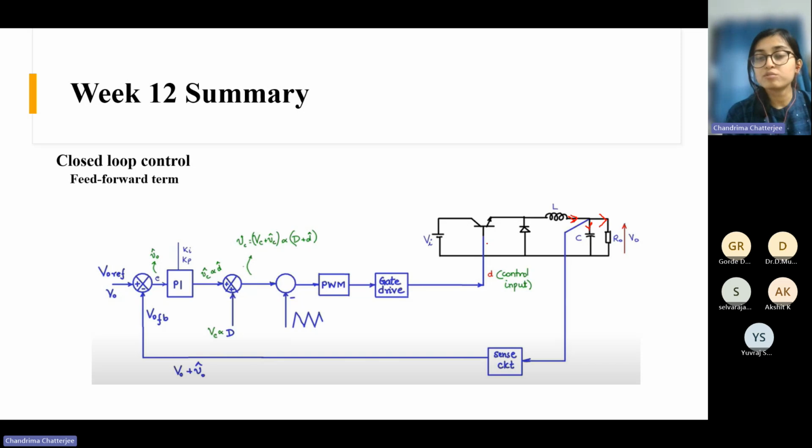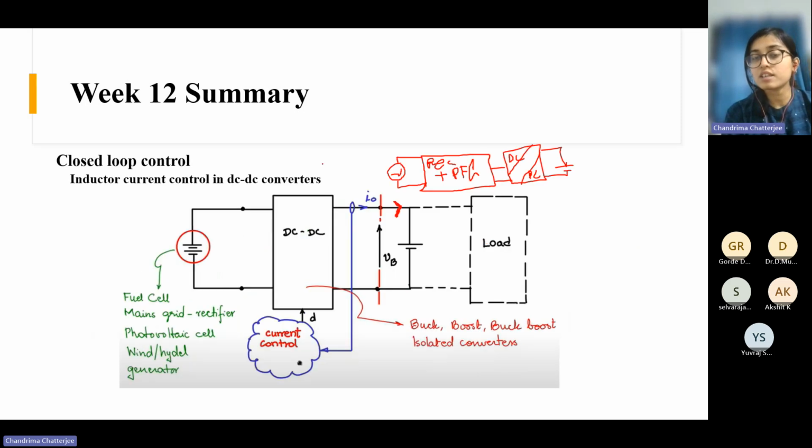But for buck-boost converters, the inductor current and the output current are not the same, but we can control it indirectly. This source here may be some PV cell or fuel cell, a photovoltaic cell or fuel cell, anything. We will do the current control, and to do that we will regulate the duty ratio. That is our control parameter, the duty ratio. So let's see how we can do this.